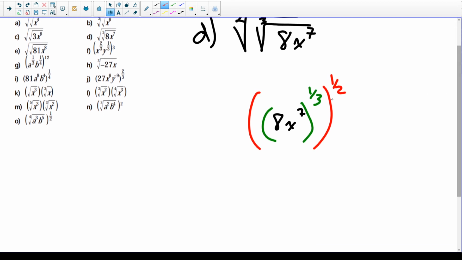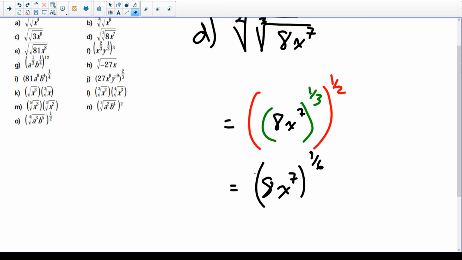So let's just deal with these two powers. Okay, so that's a power of a power. Powers of powers multiply each other. That gives 1/6. Sorry, my 1 looks like a 7. Let me fix that. Top times top, bottom times bottom.